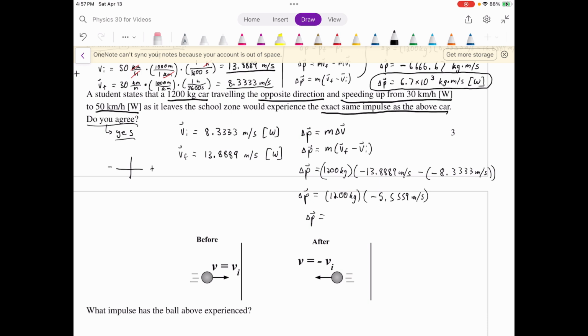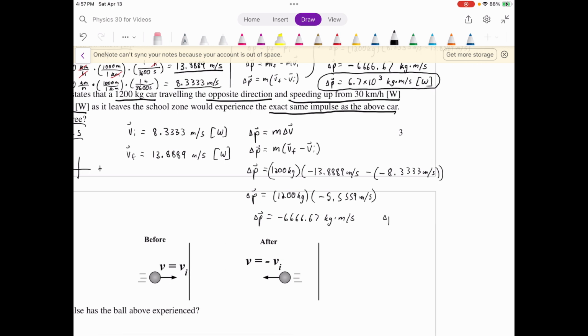And sure enough, our impulse is negative 6666.67 kilogram meters per second, right? So to two significant digits, and remember, we have to interpret that negative. It's not good enough to just leave it as negative if we know what the negative means. The negative means to the west. So it's 6.7 times 10 to the 3 kilogram meters per second to the west. So look at that. Sure enough, they are the exact same.